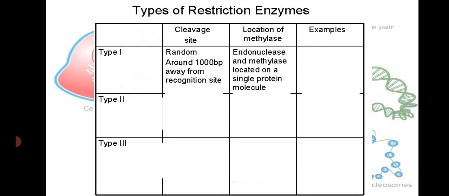Examples of type 1: EcoK1, EcoA1, CfrA1. These are examples of type 1 restriction endonucleases.